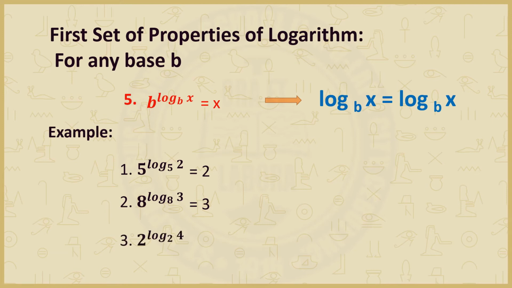How about for number 3? 2 raised to the logarithm of 4 to the base 2, the answer is 4. 4 raised to the logarithm of 3 to the base 4, the answer is 3. And 5 raised to the logarithm of 6 to the base 5, the answer is 6. That's the fifth property of the logarithm.